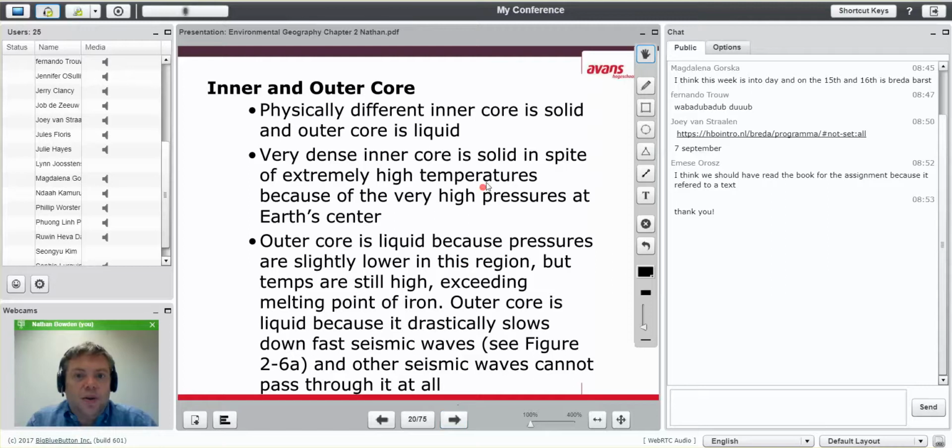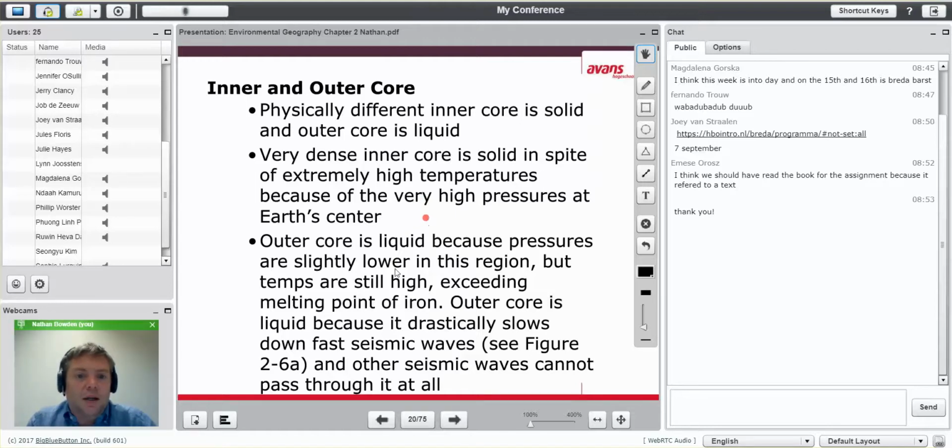There are physical differences between the inner core and outer core. The inner core is solid, as I mentioned. The outer core is liquid. The very dense inner core is solid in spite of extreme high temperatures, because of the very high pressures. If you think about the chemistry, such high pressures make it solid.